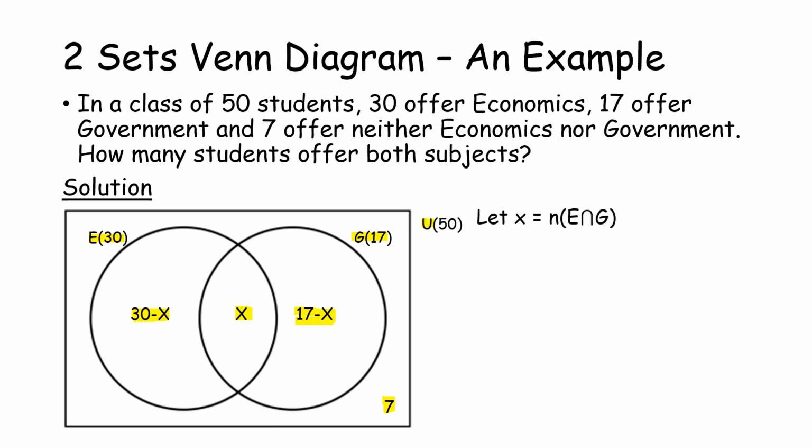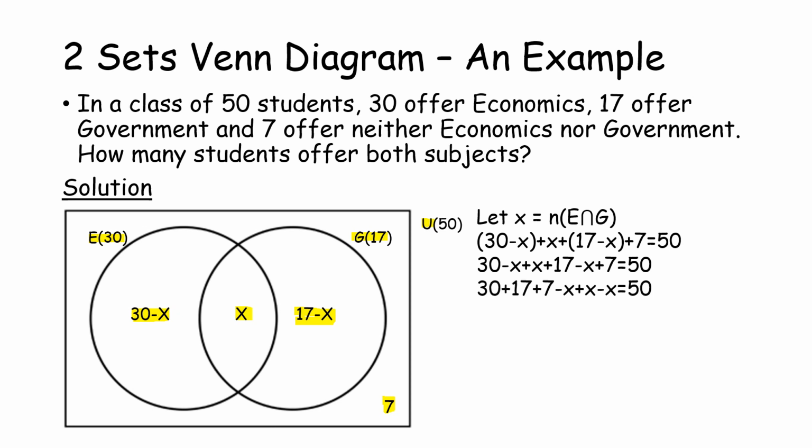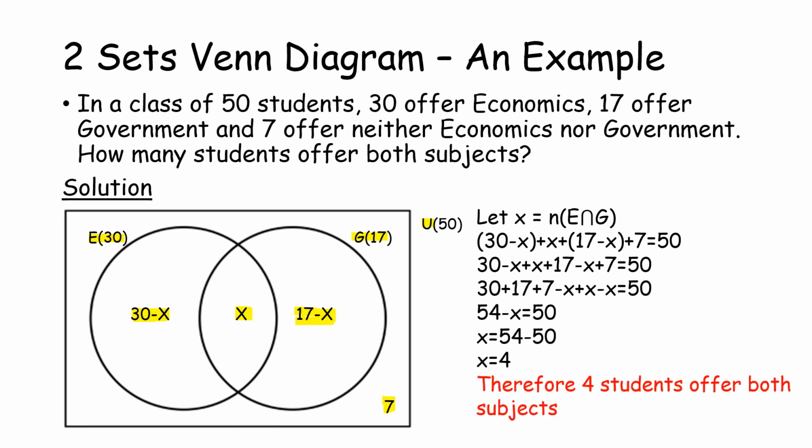So we can group all these terms together to form an equation. After we've written down our equation, all we need to do is group the like terms and solve this simple algebraic equation. We're able to arrive at the answer X is equal to 4. As such, 4 students offer both subjects.